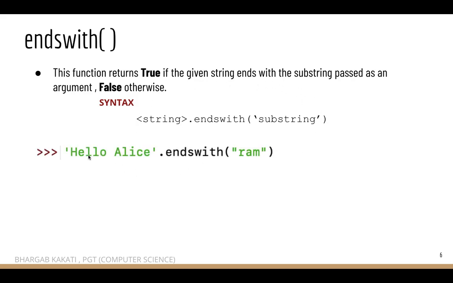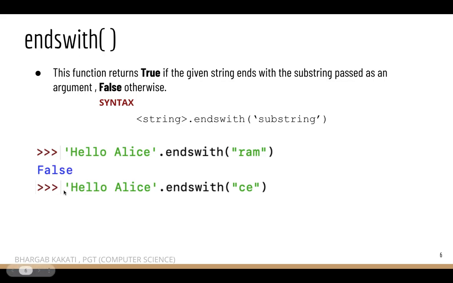Follow with the example. If I write hello Alice dot ends with Ram, does it end with Ram? No, it doesn't end. Therefore, it will return the result as false. In the next line, if I write hello Alice dot ends with CE, does it end with CE? Yes, it ends with CE. Therefore, the result will be true.